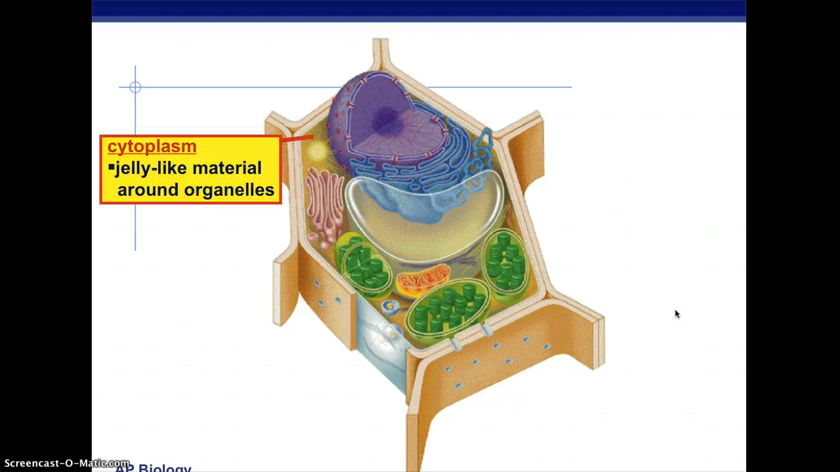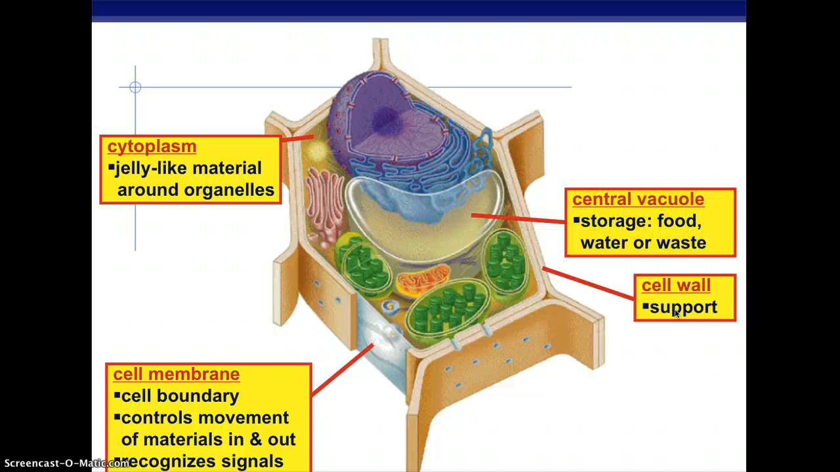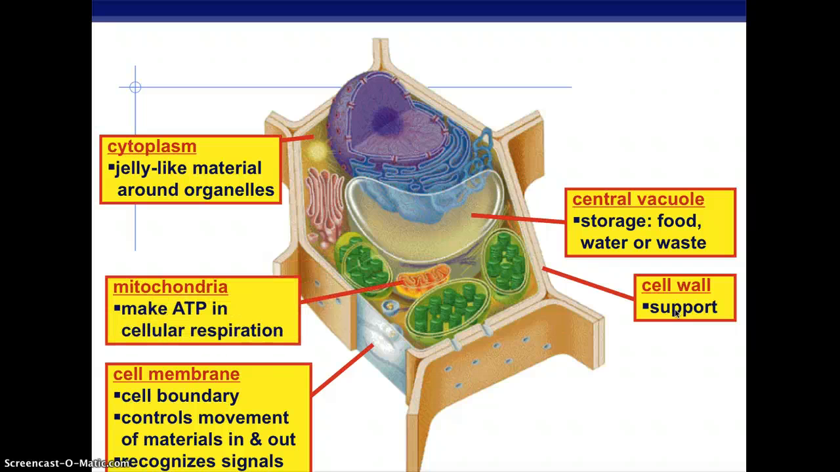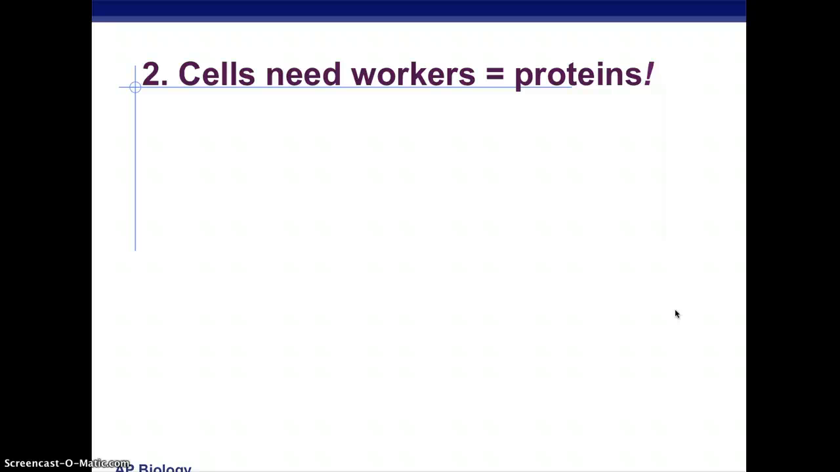So looking at a diagram of a plant cell, if you flip your diagram over, you should have a plant cell on the backside. Plants have cytoplasm. They have a cell membrane, but they also have a cell wall. This is something that animal cells do not have. They also have a central vacuole, something else animal cells do not have. They have mitochondria, just like an animal cell. They have chloroplasts, which animal cells do not have.